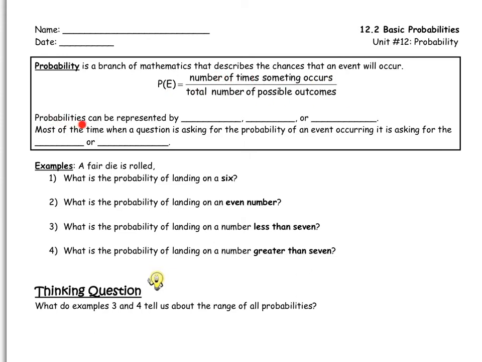So probabilities can be represented in a variety of different ways. It can be represented by fractions, decimals, or percents. Most of the time, when a question is asking for the probability of an event occurring, it is asking for the fraction or the decimal.